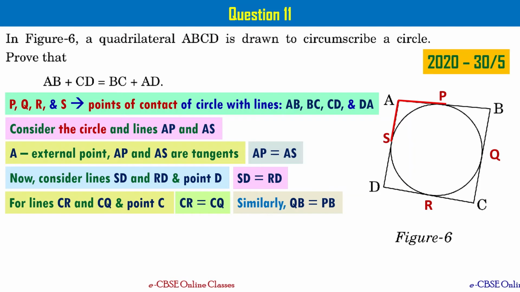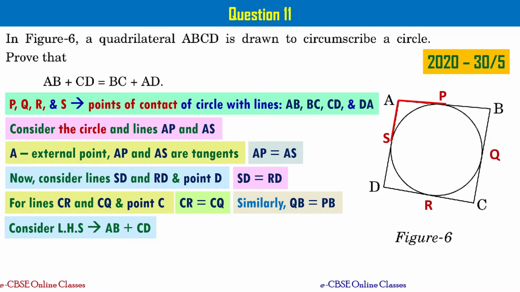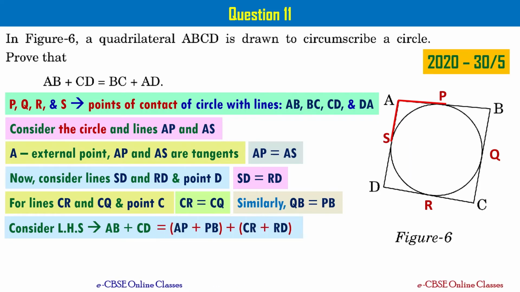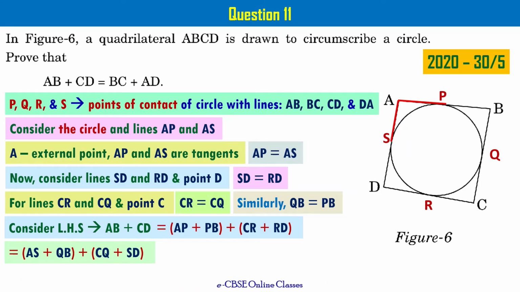PB, right? Now what we do is, we start with the left hand side terms given in the problem statement, that is AB plus CD, right? AB plus CD can be written as AB equal to AP plus PB and CD equal to CR plus RD, right? And we have seen that AP equal to AS and PB equal to QB and CR equal to CQ and SD equal to RD, right? Let's substitute them so that AP plus PB can be written as AS plus QB and CR plus RD can be written as CQ plus SD, right?